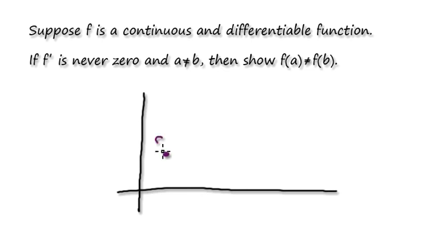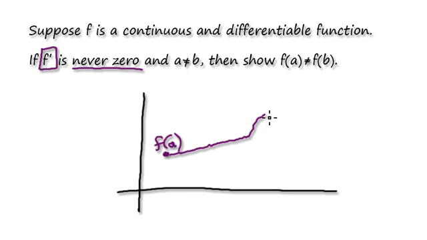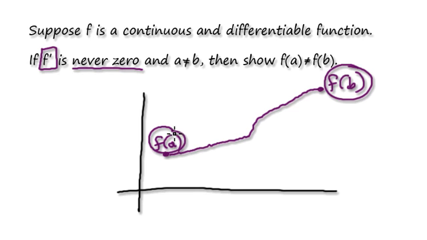Suppose this point here is f of a. If f prime is never zero, it has to be climbing all the time. When it's climbing, the gradient can never be zero. So by the time you get to f of b here, if a function is always climbing, it's kind of obvious that f of b can never be equal to f of a.